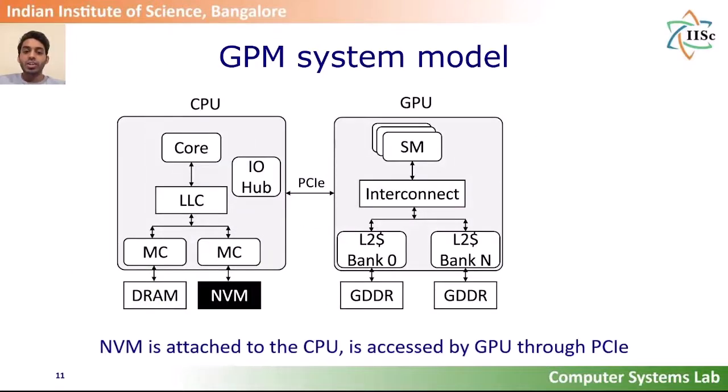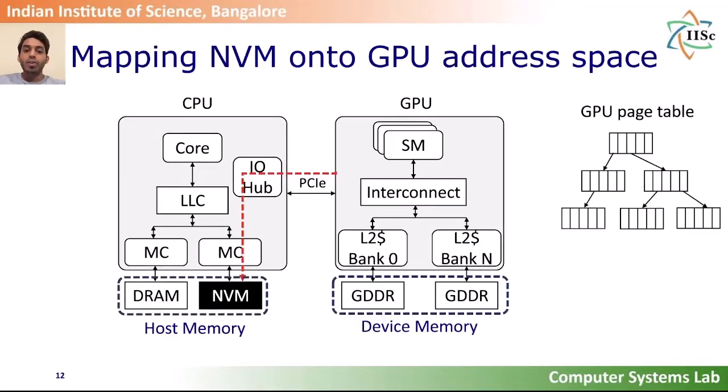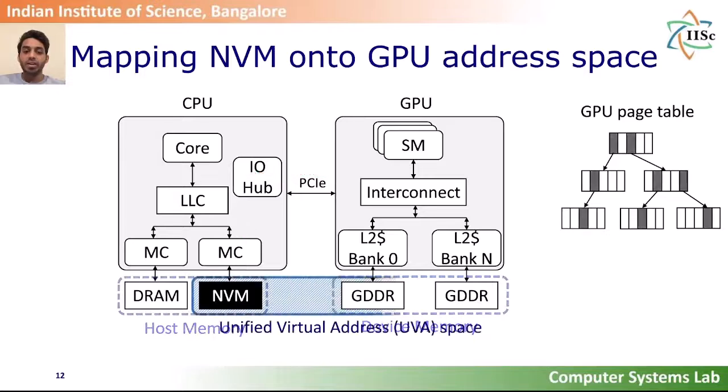We will first discuss how we conjure GPM. To understand the internals better, we'll make use of a schematic model of our system. Note that currently no GPU hardware exists with onboard NVM. Instead, the NVM is attached to the CPU and is accessed over the PCIe bus. We refer to the CPU side DRAM and NVM as host memory and the GPU's GDDR as device memory. We will now take a look at the three steps needed to create GPM.